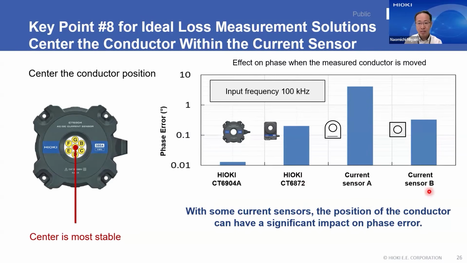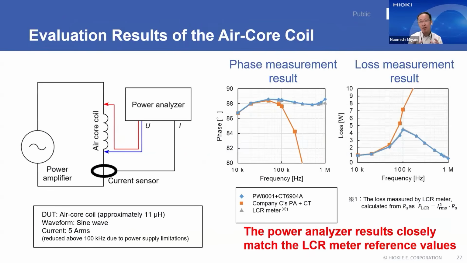So you can also see from the data that the degree of sensitivity varies considerably between sensor designs. Some sensors show very little change regardless of conductor position, while others are much more affected. This is another factor worth considering when selecting a current sensor for inductor loss measurements. So those are the 8 key points for achieving reliable inductor loss measurements.